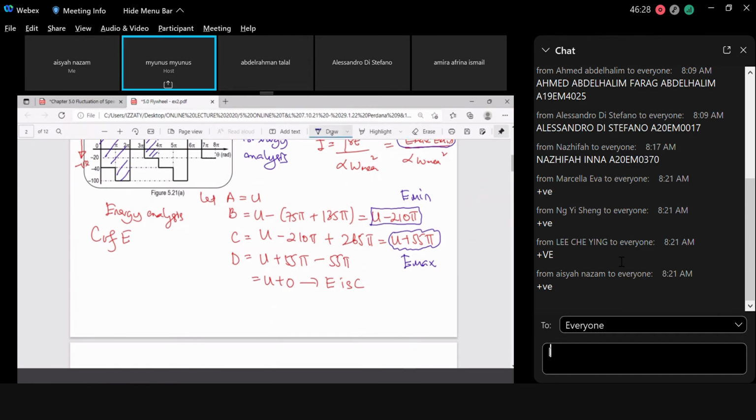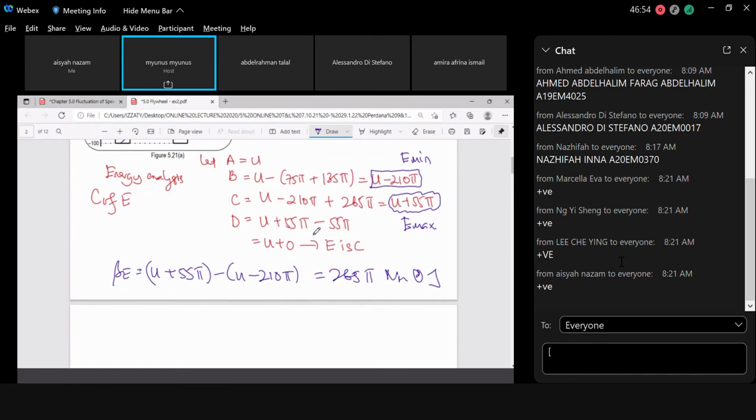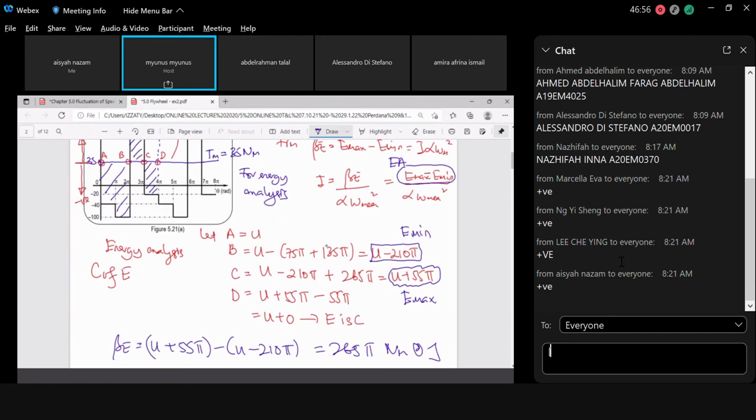Beta E now. Beta E is equal to E max, which will be U plus 55 pi, minus U minus 210 pi. U and U cancel. So this one plus, and negative and negative become positive. So you will have 265 pi Newton meter or joules. It's not very difficult, isn't it? So you can bring this one in here and put it in this equation.